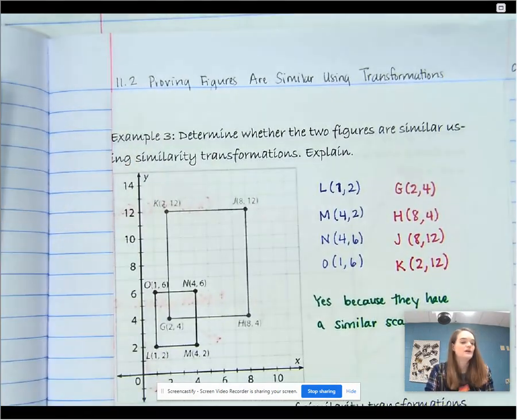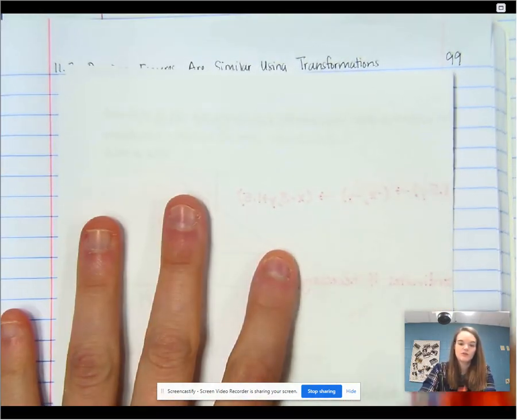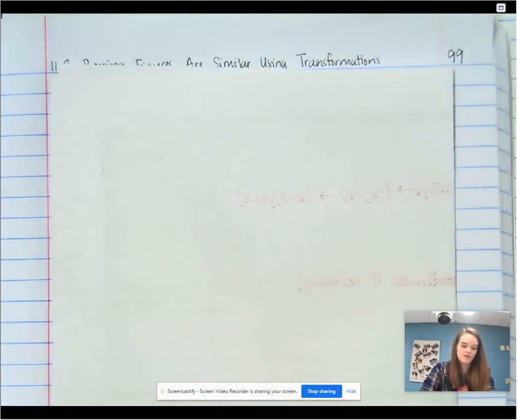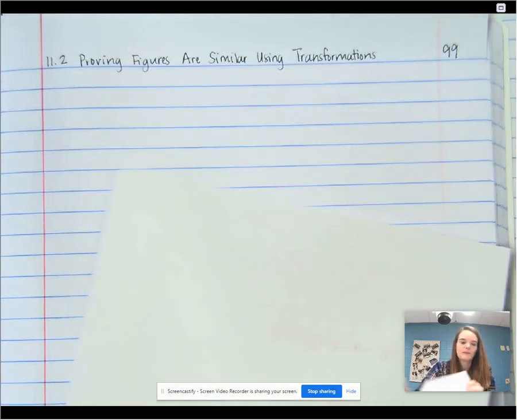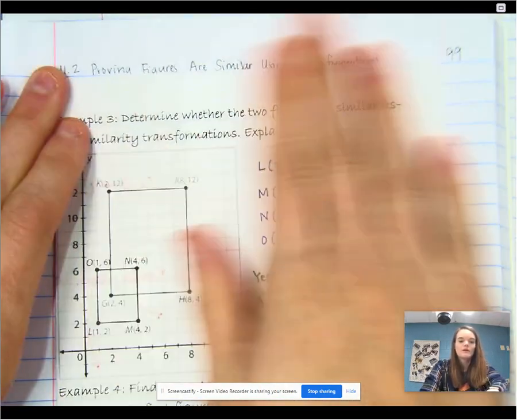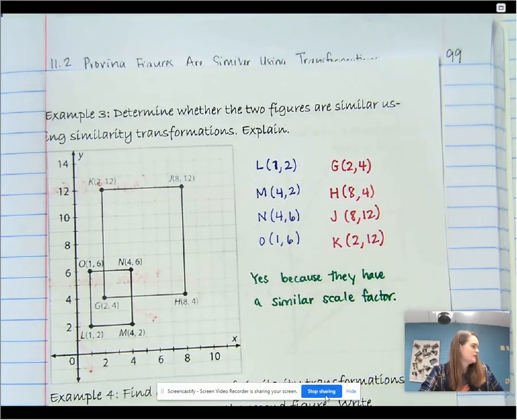Let's glue that in, and then you'll be able to start the assignment. And if you have any questions while you're in the assignment, make sure you ask. That's why I'm here. Ask for help. There we go. That's on 99. And go ahead and start the assignment. It's on Google Classroom.